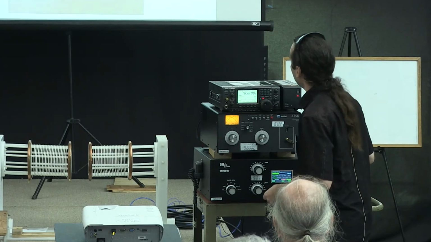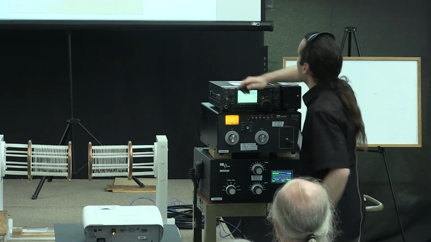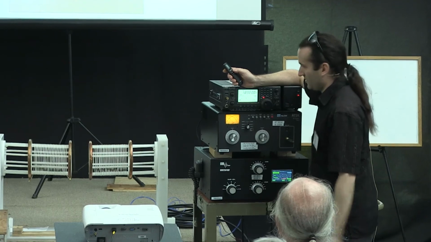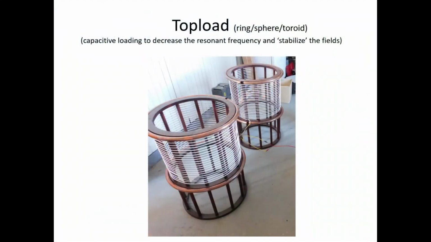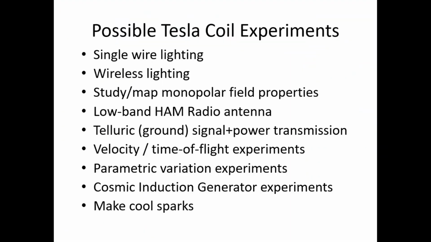And I think really there were a couple more things on here. Top loads, when you're building your own coils, the top loads drag down the frequency, not too important here. Some of the other experiments we can do besides this, we can do single wire lighting. You touch a fluorescent tube and you can turn that into a tube driver that's extremely high efficiency. Wireless lighting, as you can see, separate the tube and you can actually light it at some distance away.